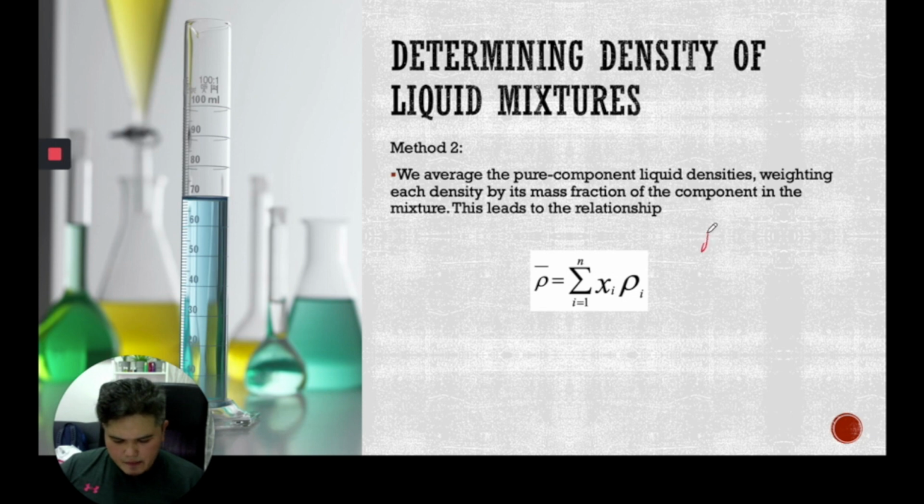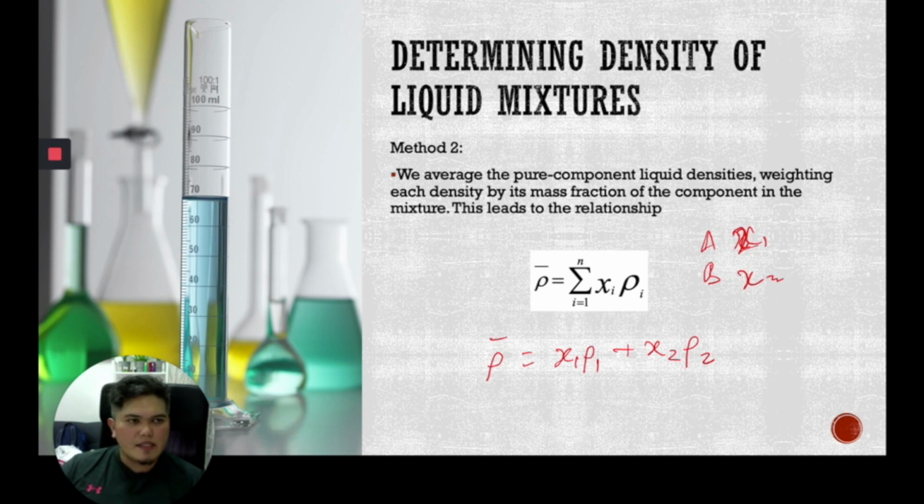The second method that we can use in order to estimate the density: just now, when we had components A and B with X1 and X2, what we can do is determine it by X1 multiplied by rho 1 plus X2 multiplied by rho 2. This will give you the average density of the mixture. So this is the second method of how you can determine liquid mixture densities.